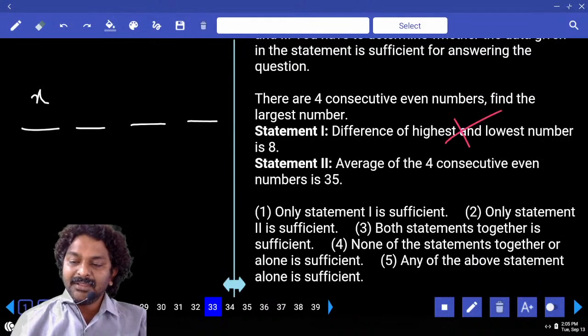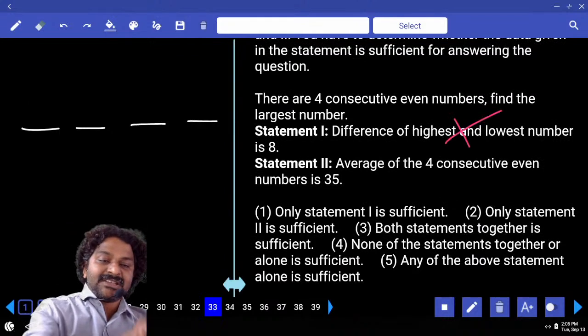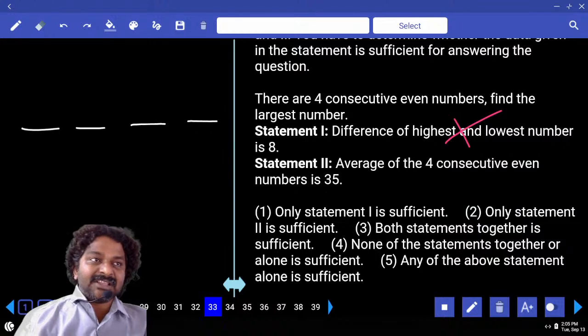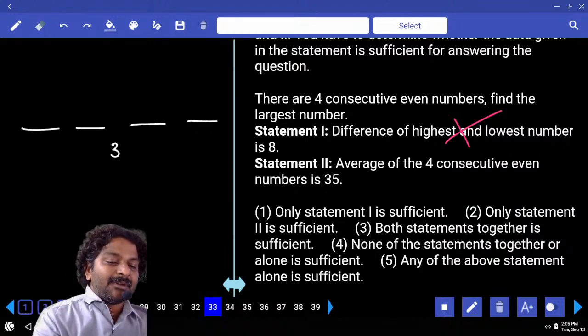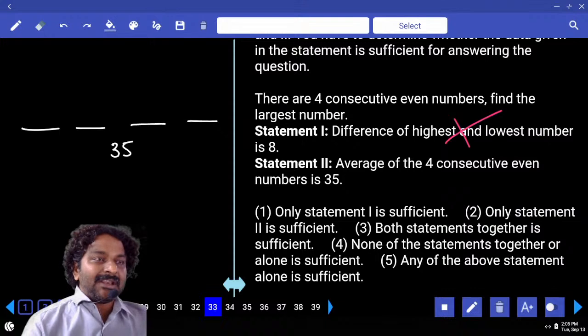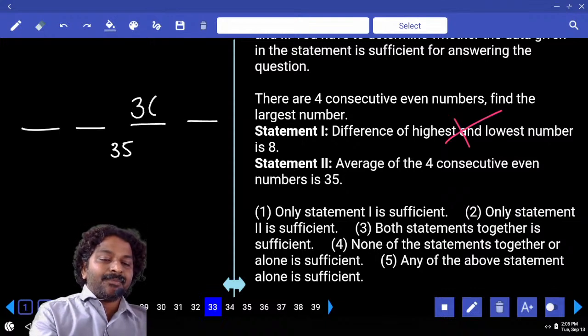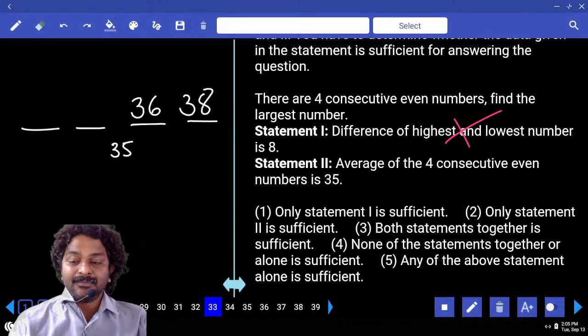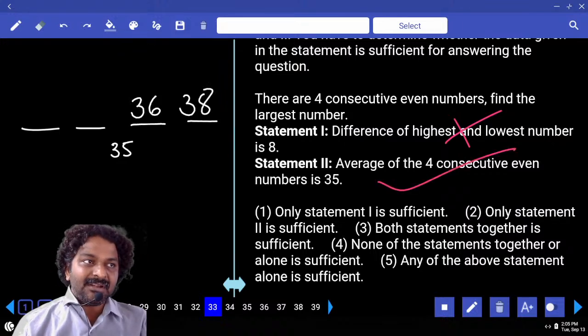No way. The average of 4 consecutive even numbers is 35. Average in the sense of the middle number only. If you know the middle number, can we calculate the next number, and then the largest even number? Yes. So the answer: 2 alone is sufficient, but not 1 alone.